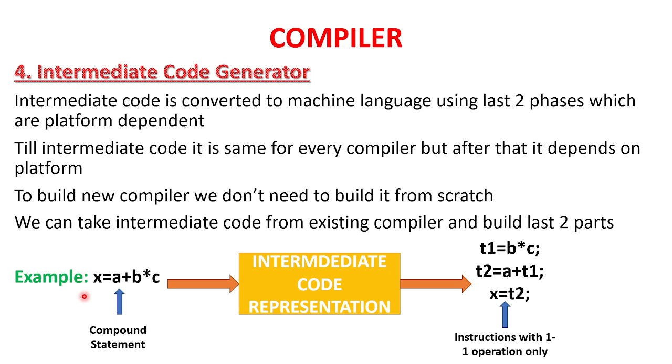Now here one compound statement is given, where all the operators are used in one statement: x = a + b * c. How can I represent this compound statement using intermediate code representation? We can put only one operator in one line. So t1 = b * c. I have put the b * c part in the t1 variable. Then in the t2 variable I am putting a + t1. And then whatever answer I get in t2, I am storing it in the variable or identifier x. So instructions mean one operation only. Only one operation is used at a time in each statement.